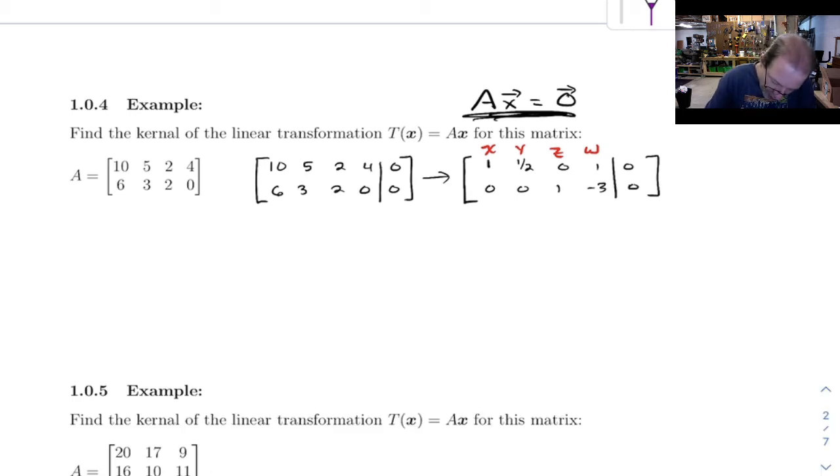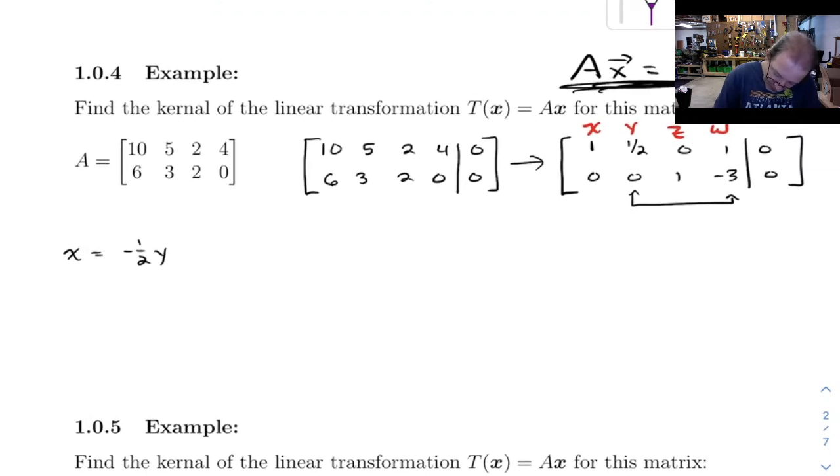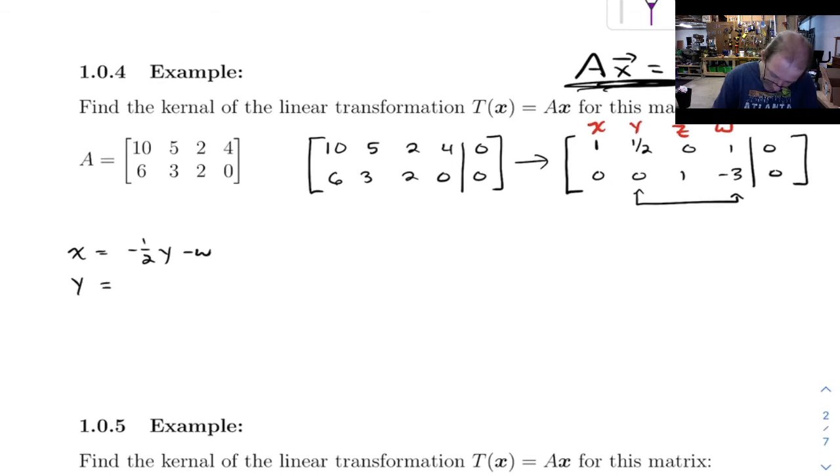Okay, so now I'm going to write up my general solution here. Y and W are both free variables because they don't have a leading 1. So that top line is going to give me X equals minus 1/2 Y minus W. Then Y equals Y. Next up, Z. The second equation gives me Z equals 3W. And W equals W.